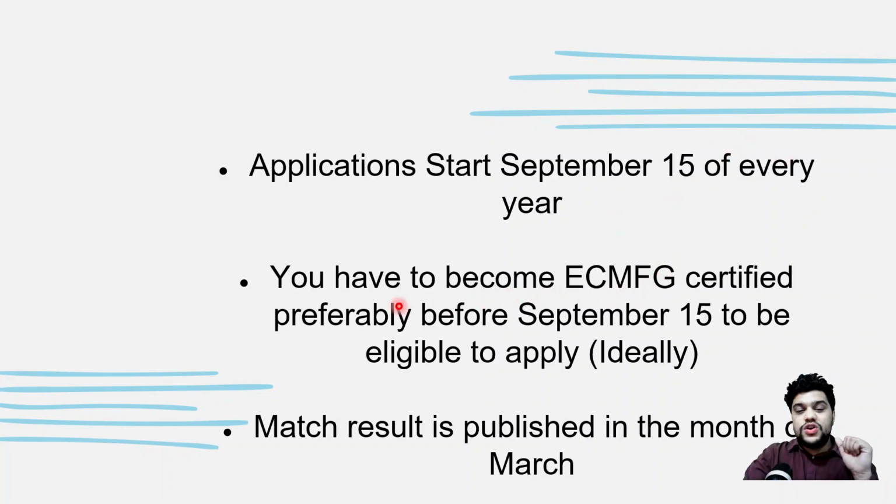So on the day of September 15, when you click submit on your application, you will need to be ECFMG certified. What ECFMG certified means is giving Step 1, Step 2, clearing your OET, and applying for the pathway application for certification. All these things need to be done before September 15, and after you apply, the results will come out in March of next year. Don't worry, stay with me. I will explain exactly what it is.